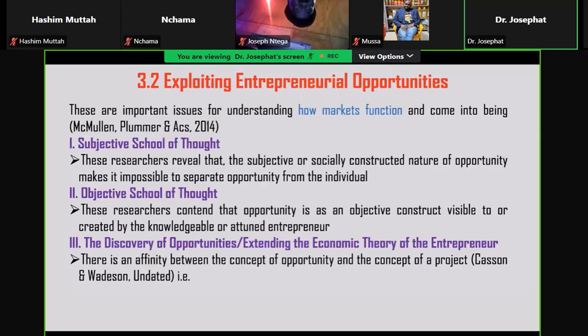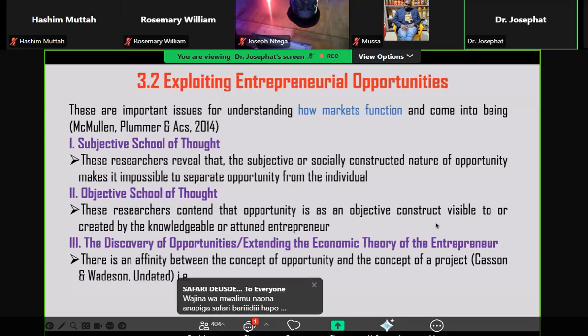Lakini kuna pili ambayo tunasema ni objective school of thought. So this researcher contend that opportunity is an objective construct, visible or created by knowledgeable or attainable entrepreneurs. So kwamba hapa, these guys talked about opportunity on the part of objective construct, which is visible or created by knowledgeable or attainable entrepreneurs.